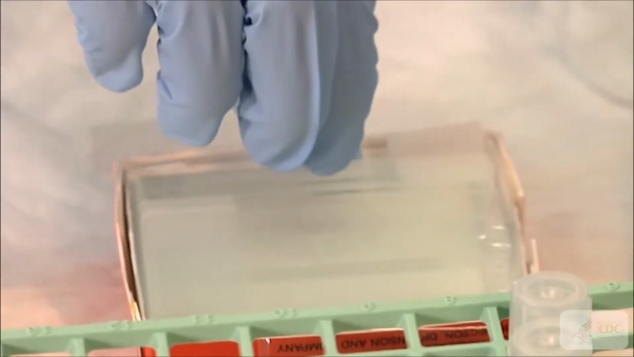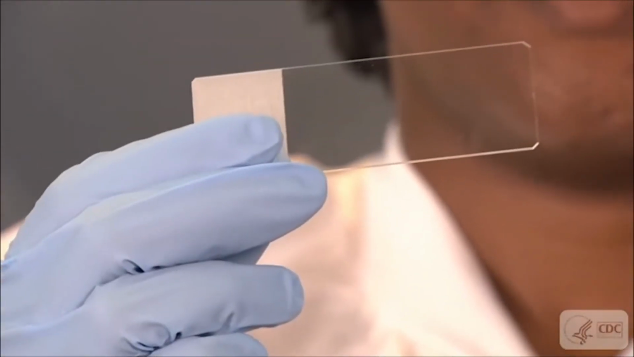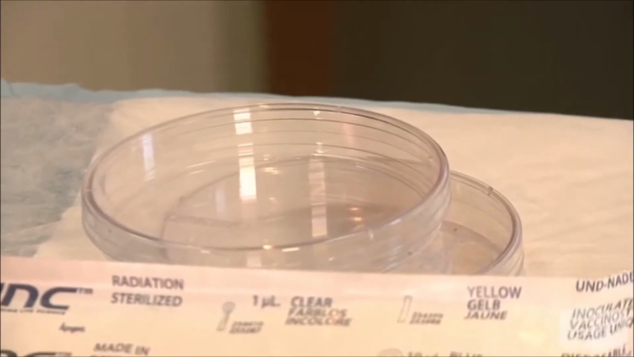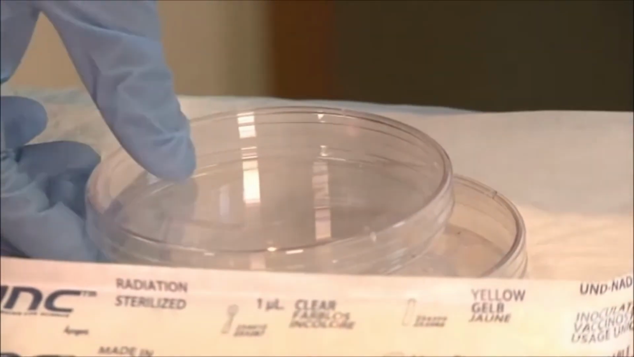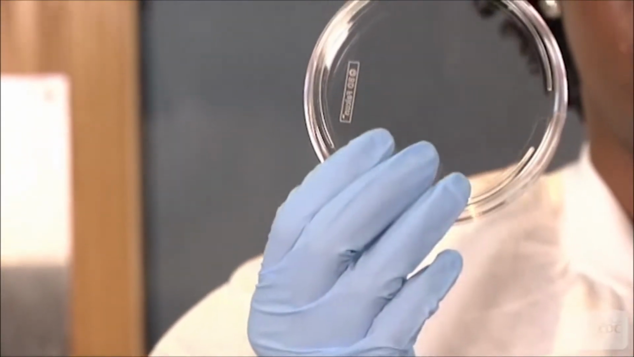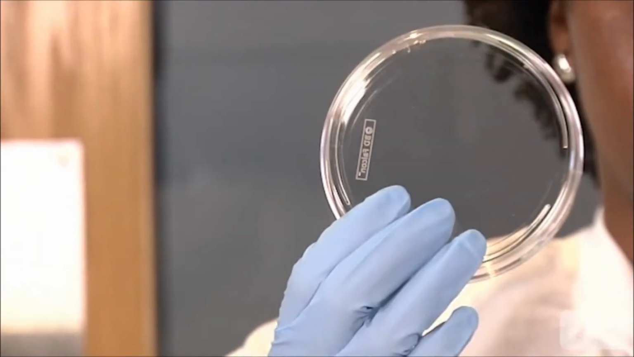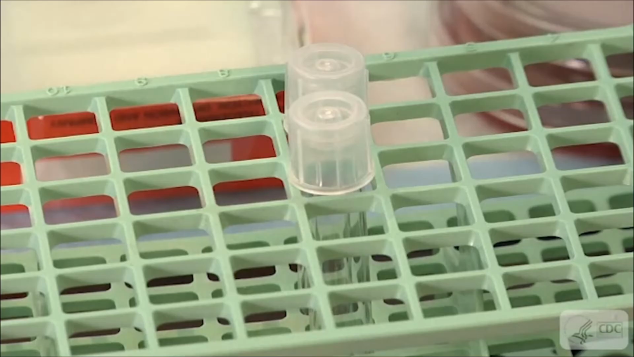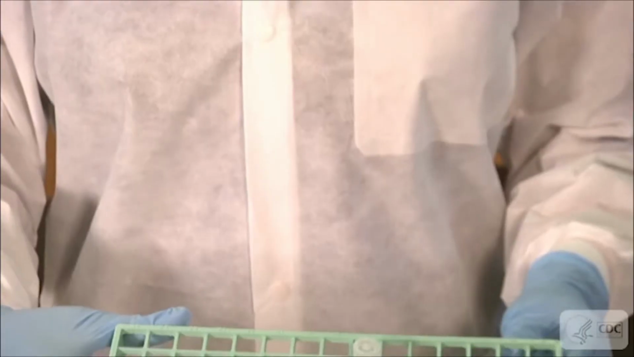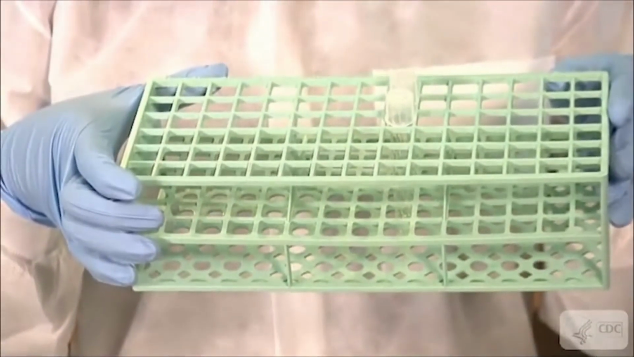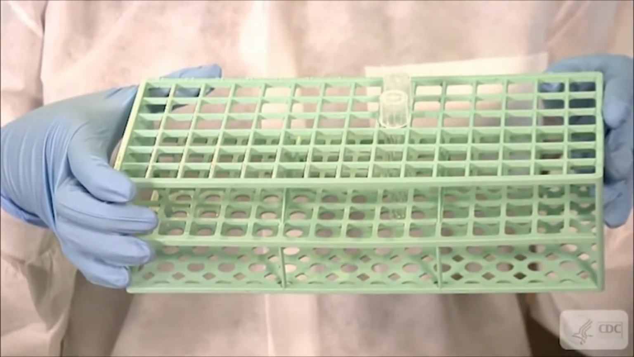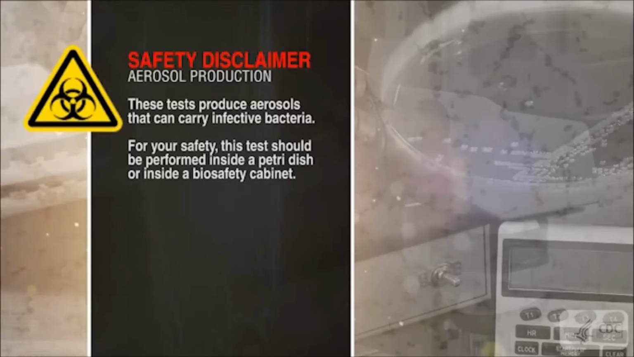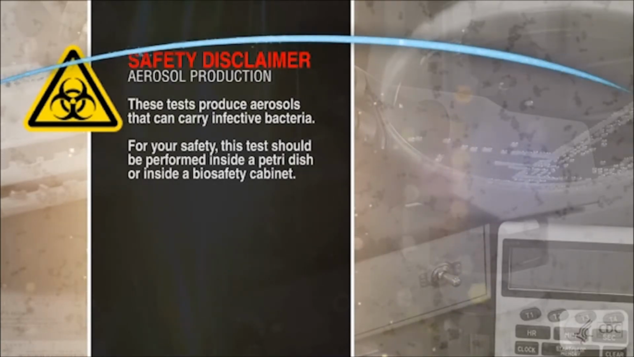If you're performing the slide method, you'll need 2 sterile glass slides and 2 sterile Petri plates to contain aerosols produced by the catalase reaction. If you're performing the tube method, you'll need 2 12 by 75 millimeter test tubes and a test tube tray. These tests are usually performed on the laboratory bench. Because these tests produce aerosols that can carry infective bacteria, you should perform this test inside a Petri dish, a tube, or inside a biosafety cabinet.